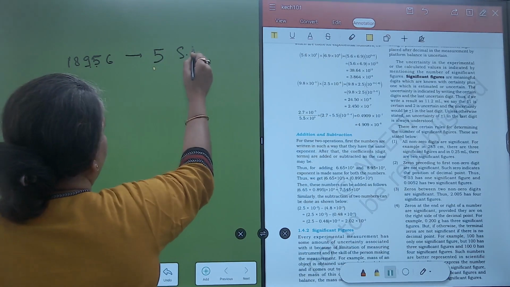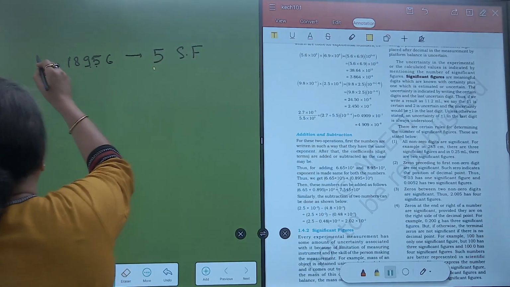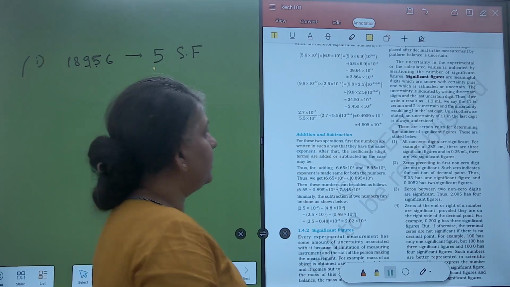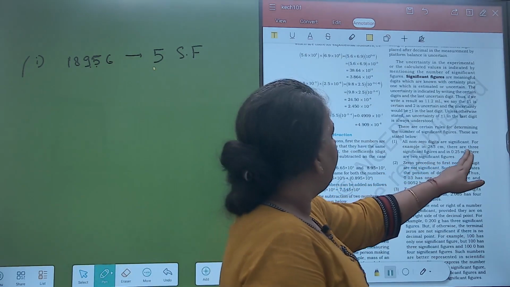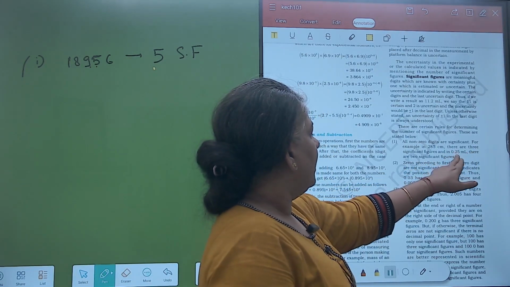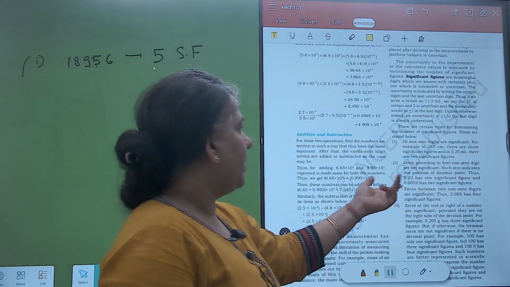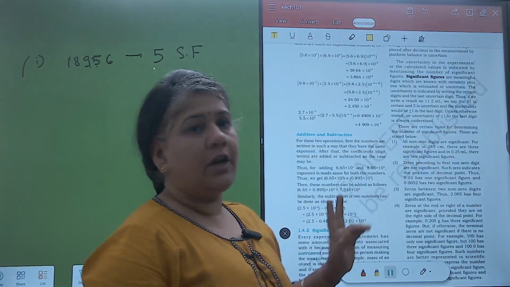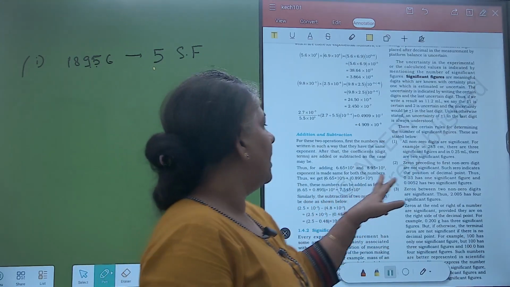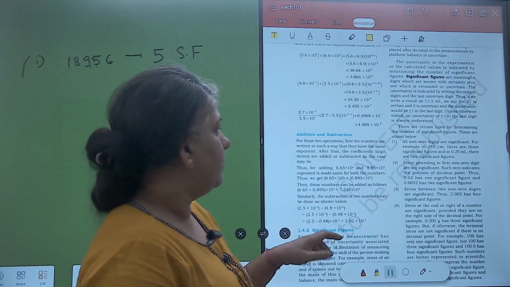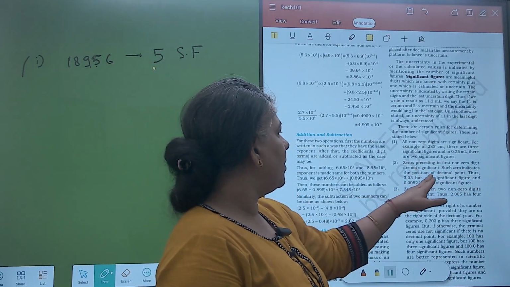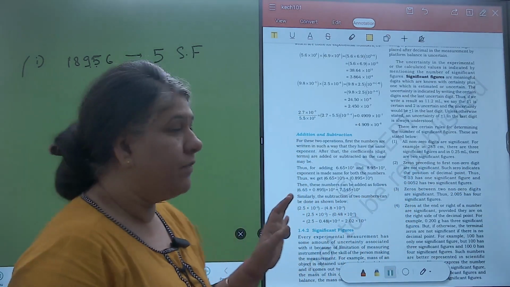5 significant figures. So the first rule says that all non-zero digits are significant. Here, 0.25, again 25. There are 2 digits, hence there are 2 significant figures. The second rule says zeros preceding the first non-zero digit are not significant.